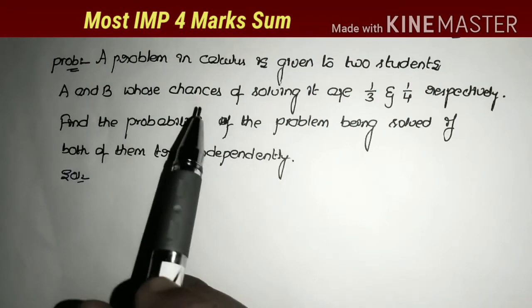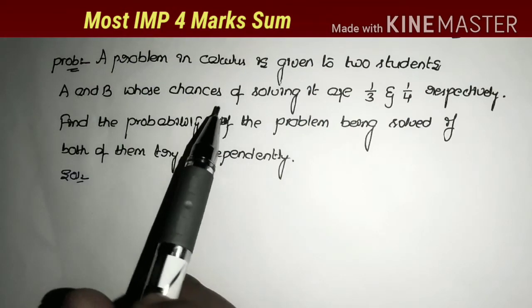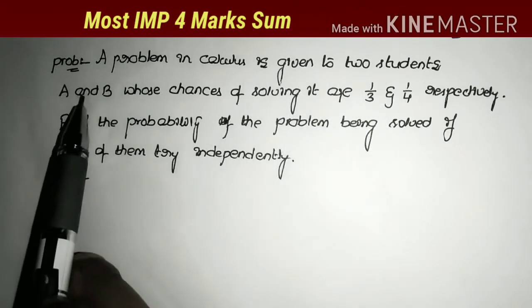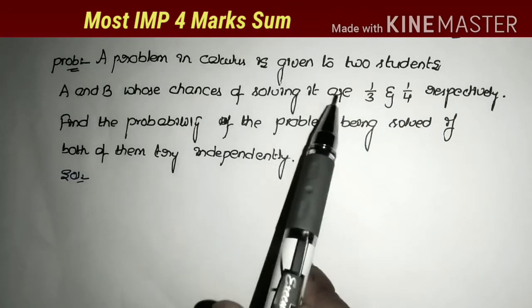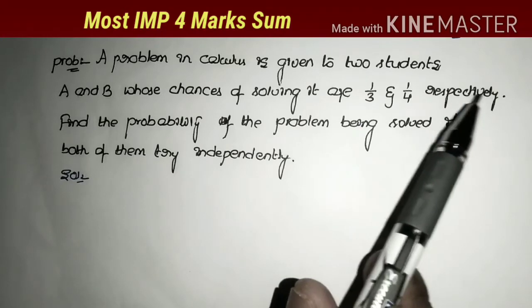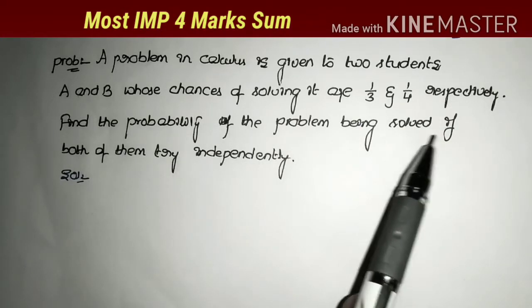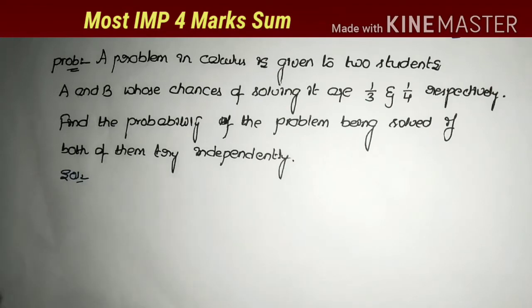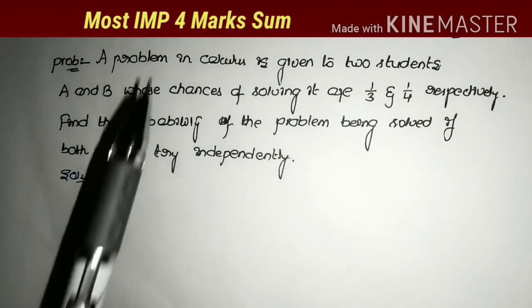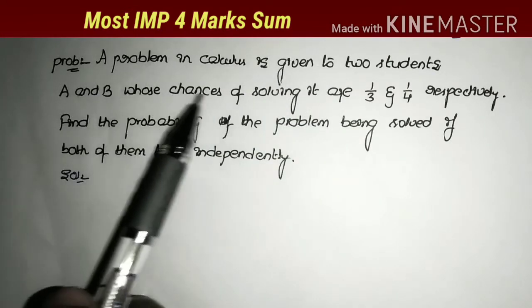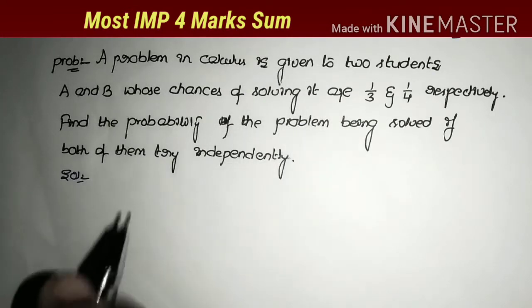Next problem. This is also a very important problem for 4 marks. See the problem. A problem in calculus is given to two students A and B whose chances of solving it are 1 by 3 and 1 by 4 respectively. Find the probability of the problem being solved if both of them try independently. So this is the given data.